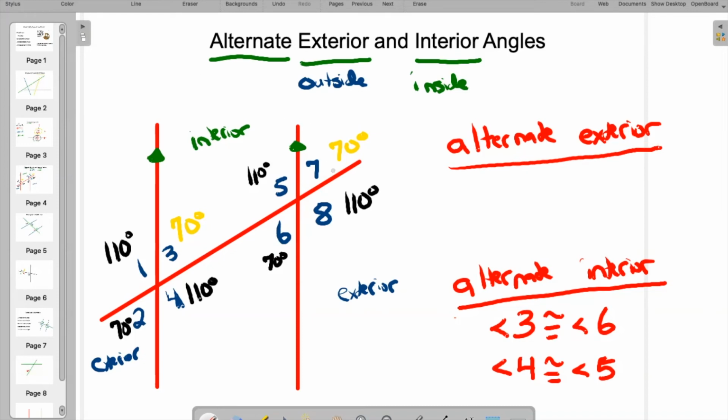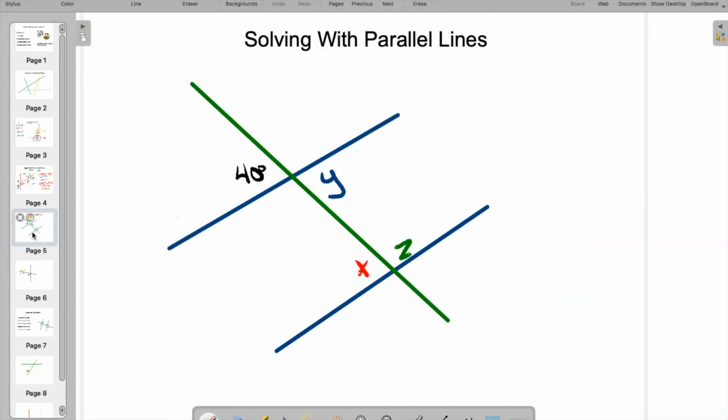So alternate exterior, if I look at 7 and I go to the opposite side, the one that is alternate would be 2 because it's equal. So that would be angle 2 is congruent to angle 7. And then angle 8, its alternate exterior angle would be 1. But once again, we have the 4 angles on the right and the 4 angles on the left creates a set of equivalent angles. So now let's do an example.